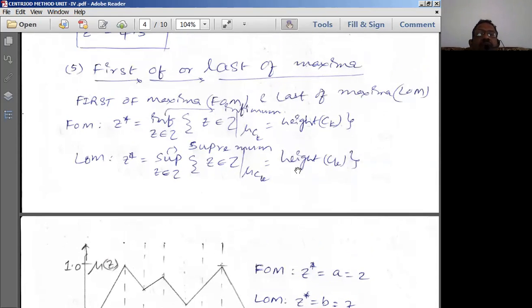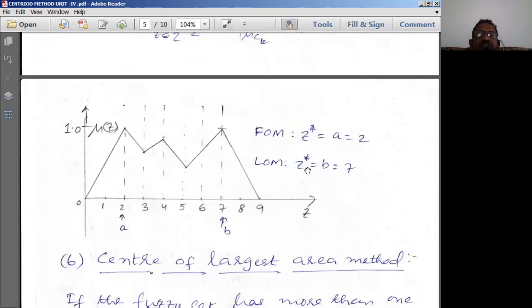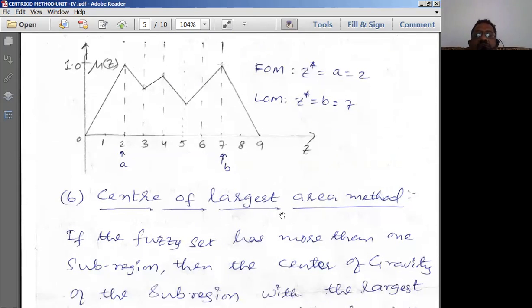What about the last of maxima method? Last of maxima is nothing but, in the process of this, whichever is the last maximum, corresponding to that maximum value you are going to get the fuzzy set data, that is known as the crisp data for us. This is what we have found out.